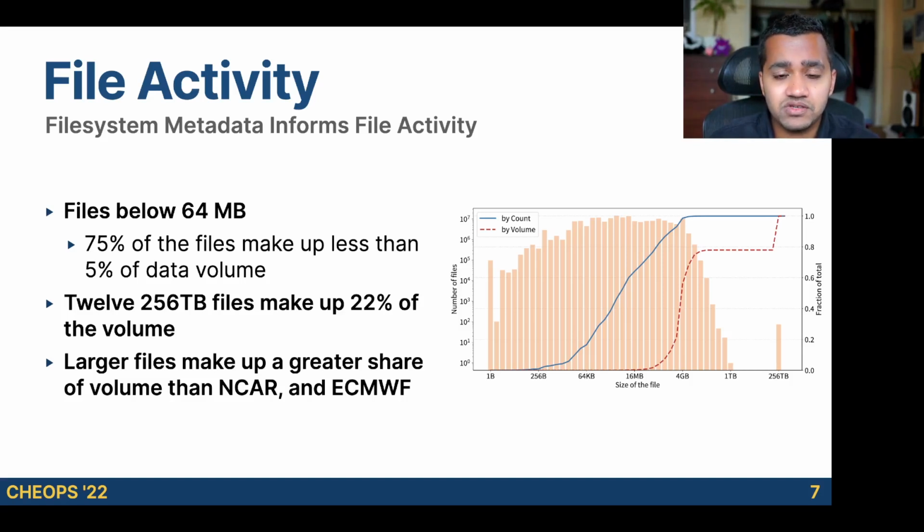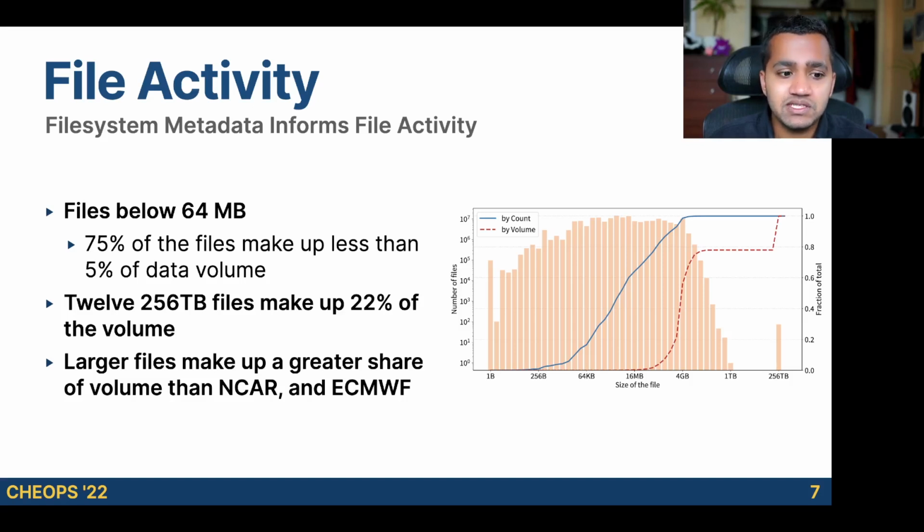Files that are below 64 megabytes, small files, make up most of the files by number in the CERN EOS file system. However, while they make up 75% of all the files, they make up less than 5% of the stored data volume. On the other hand, you have 12 256 terabyte files that are backup files, that make up 22% of all the data stored by volume. Both these sets of files will benefit from dedicated strategies for caching and storage.